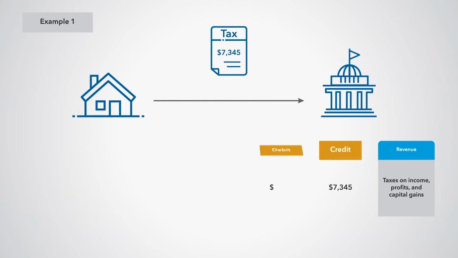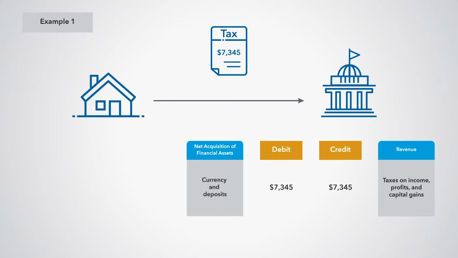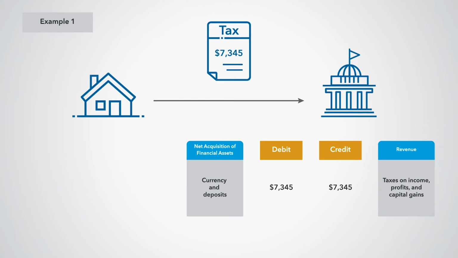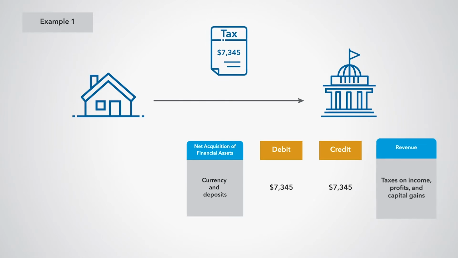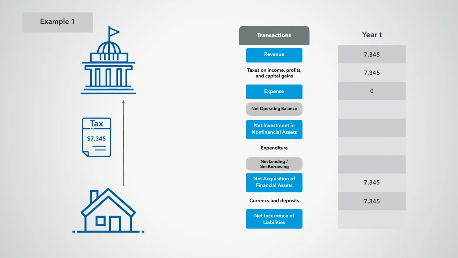The counterpart debit entry is the cash received under net acquisition of financial assets, specifically currency and deposits. In other words, the tax received by the government leads to both an increase in revenue and in financial assets. The entries we just made lead to an increase in the net operating balance equal to the increase in revenue because there are no expense transactions.